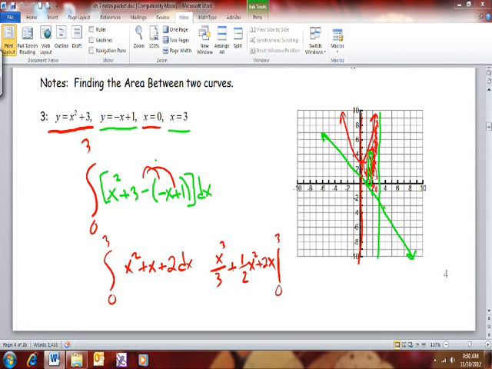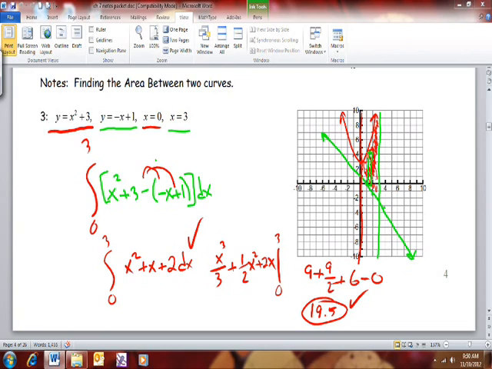If we plug in 3, we get 3 cubed, 27 over 3 is 9. 3 squared is 9, so 9 halves, plus 6, minus, if I plug in 0, I get x's everywhere, so minus 0. So we've got 15 plus 4.5, giving us 19.5. Generally, as long as you can get to this point, you can either do it by hand or using your calculator, but you have your setup and your answer, one way or the other.